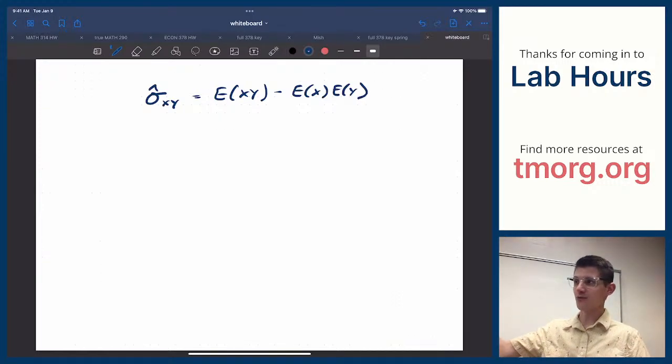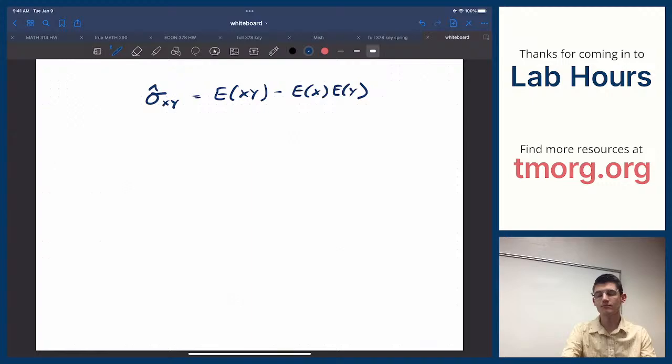Sigma hat xy, the formula that you guys have learned, is just a function of expected values of x and y, which is to say they're functions of estimators of the mean of x and y. So like x bar and y bar and like xy bar.